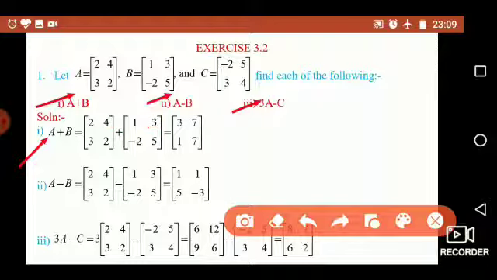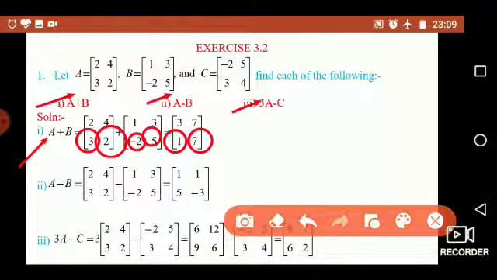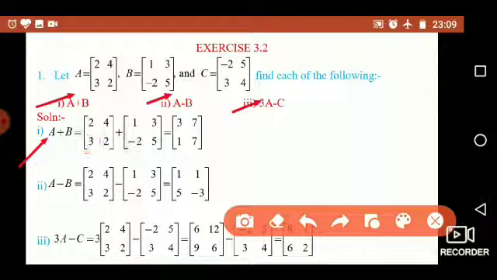Likewise, we can add the second row corresponding elements of both the matrices. 3 plus of minus 2 is 3 minus 2, that gives 1. Finally, 2 plus 5 is equal to 7. Therefore, the matrix A plus B contains the elements 3, 7, 1, 7, which is of order 2 cross 2.